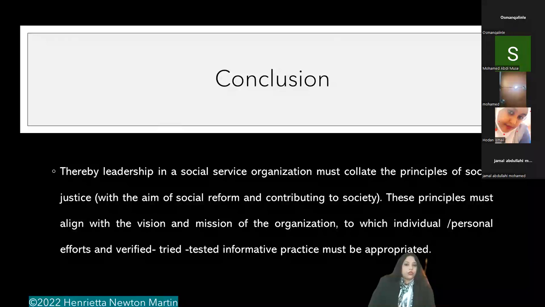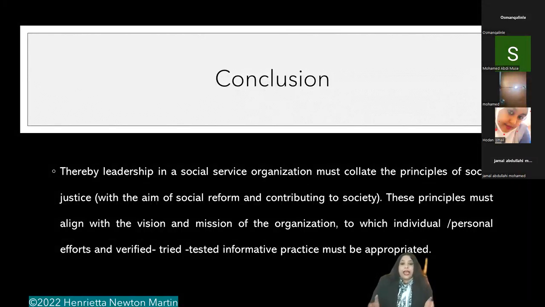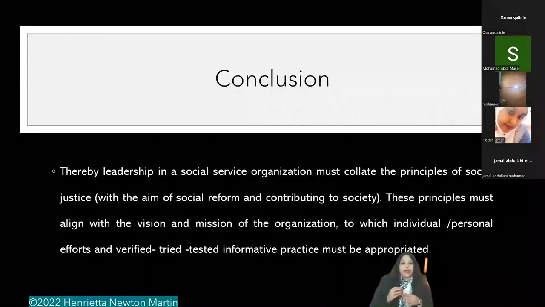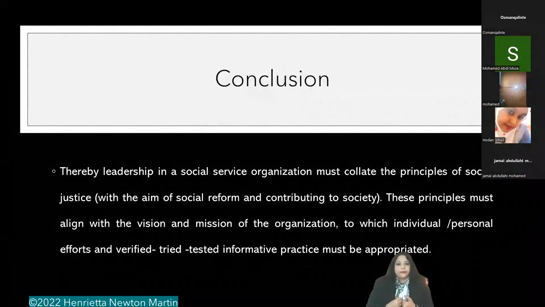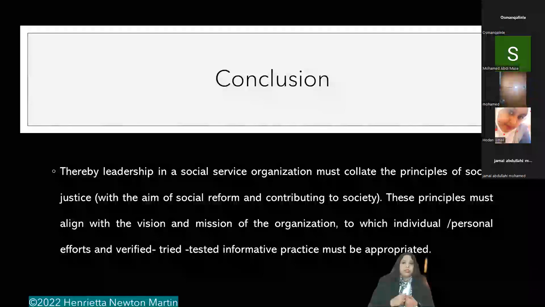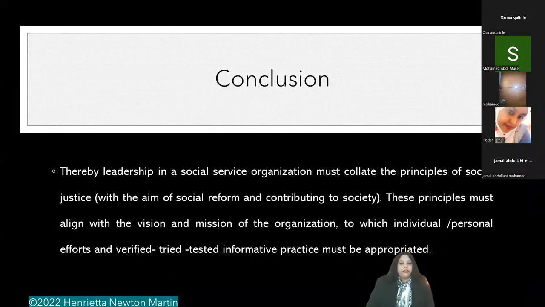So as a conclusion, leadership in a social service organization must involve the principles of social justice with the aim of social reform, obviously, and to contribute towards the society. And these principles must align with the vision and mission of the organization, to which individual or even personal efforts, along with verified, tried and tested informative practice, must be appropriated or used accordingly. So thereby, we have completed the chapter on the two basic models which we bifurcated into self-leadership and distributive leadership.